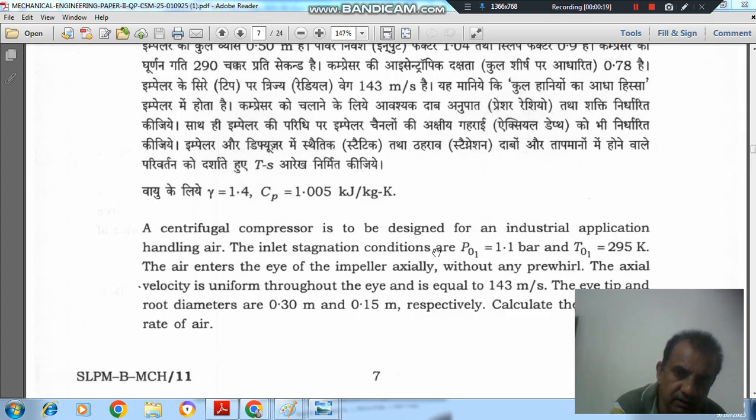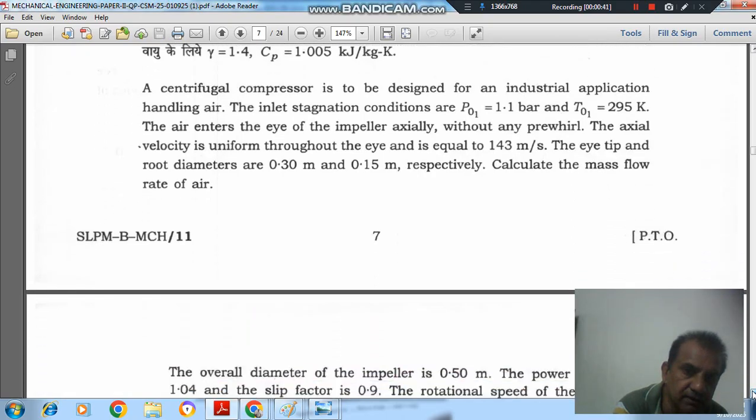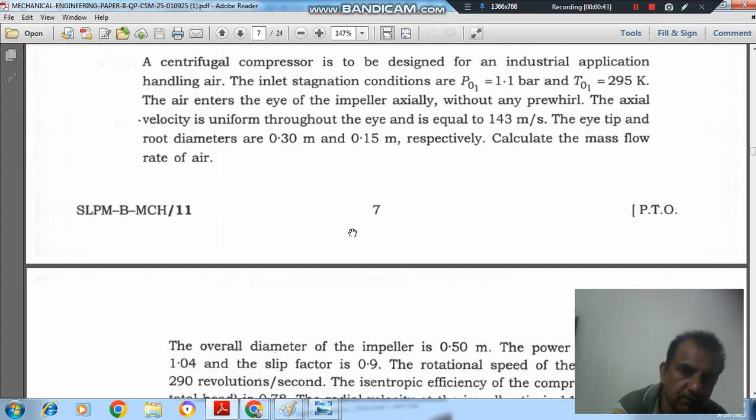The inlet stagnation conditions are P01 1.1 bar and T01 295 Kelvin. The air enters the eye of the impeller axially without any pre-whirl. The axial velocity is uniform throughout the eye and is equal to 143 meter per second. The eye tip and the root diameters are 0.3 meters and 0.15 meter respectively. Calculate the mass flow rate of air.